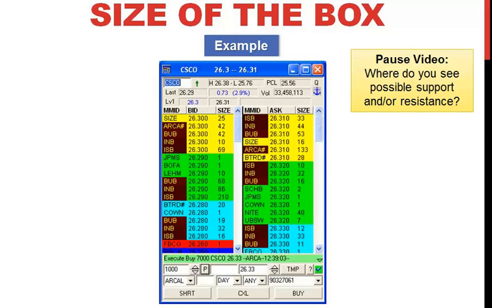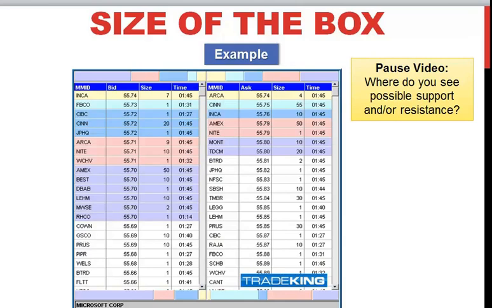Okay, for our next one here, take a look and then I'll be back. All right, let's start with the bid. If you said, you know what, it looks like 55.70 is where the true support is. Great job.